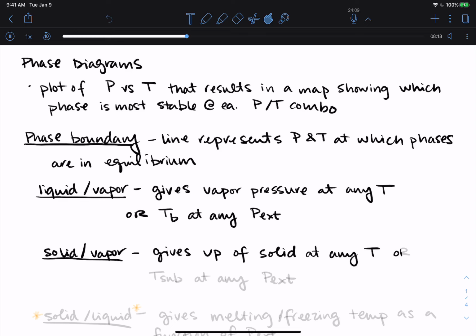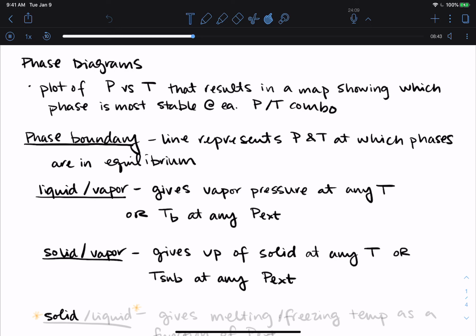We have talked about sublimation. Sublimation is going directly from a solid to a gas without passing through the liquid phase. So this will give you the temperature at which something sublimes at any external pressure. All right, so liquid, gas, solid.